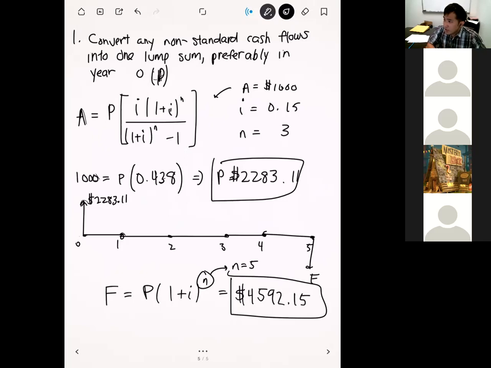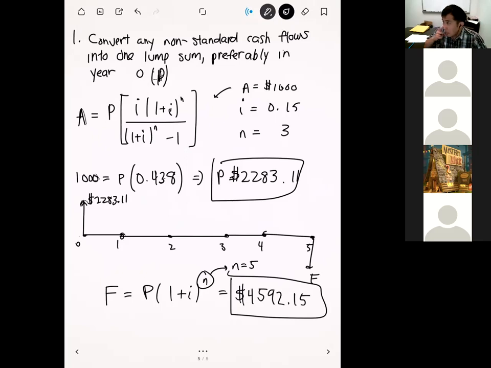So, we had our non-standard cash flow. We first converted to a present sum, and then from that present sum, we could use that to convert to F, which is the objective of the problem. And so for non-standard cash flows, remember that you probably almost always have to do more than one conversion.